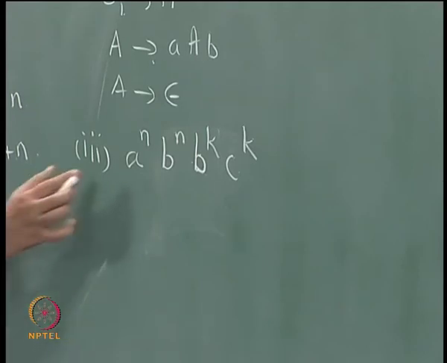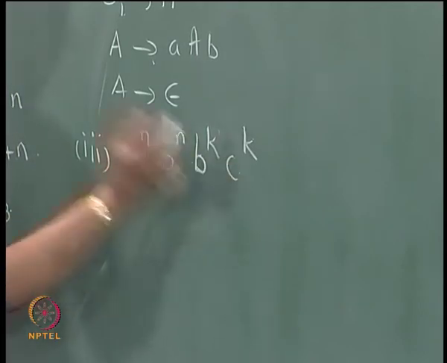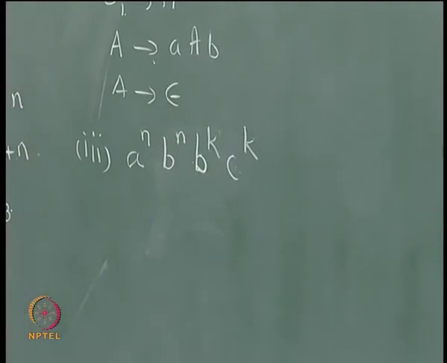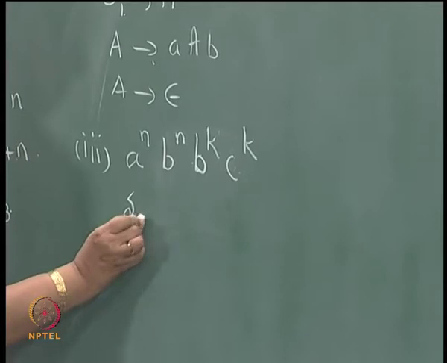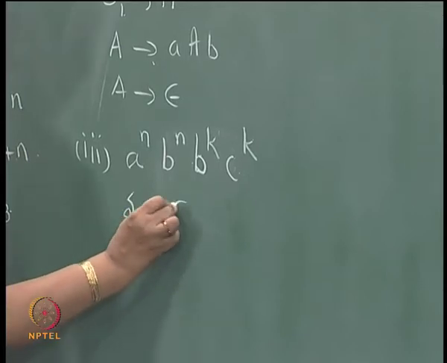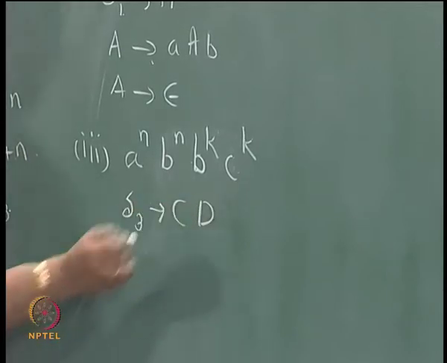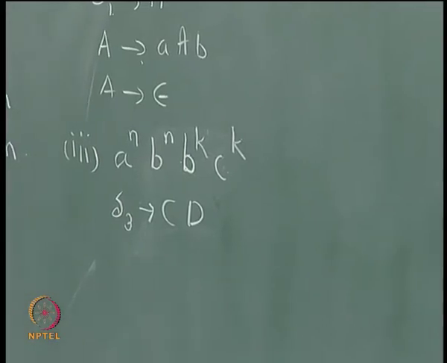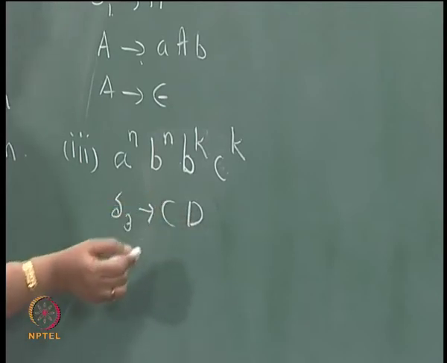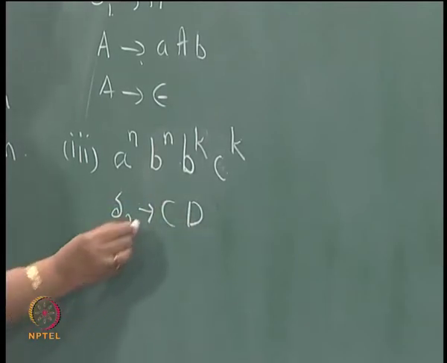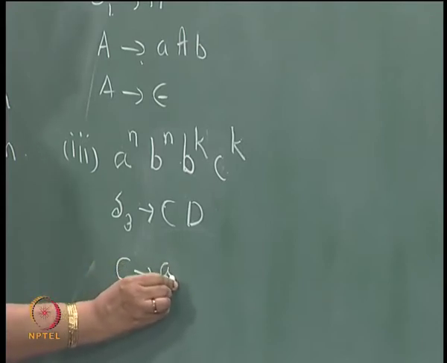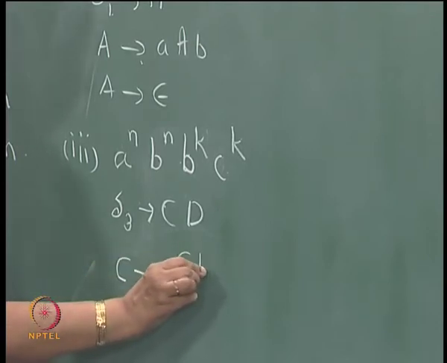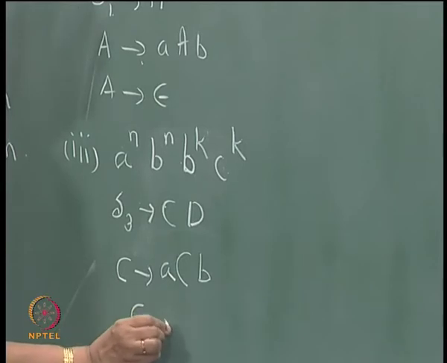So you have an equal number of A's and B's, then an equal number of B's and C's. So this has to be generated by S3. S3 you can make go to CD, some non-terminals C and D. C is a non-terminal and D is also a non-terminal. Then C can generate A power n, B power n. C goes to A C B, C goes to epsilon.